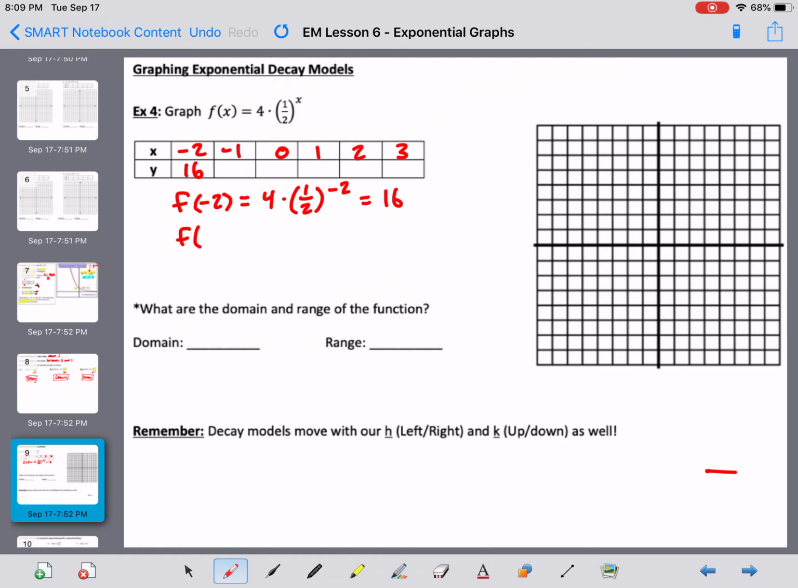Okay, and then we're going to plug in -1. So if we plug -1 into our function, we get 4 times 1/2 to the power of -1. That'll give us 8, which will fit on our graph. We can plug in 0. And if we do 4 times 1/2 to the power of 0, that's just 4 times 1, which is 4. And you can probably start to see a pattern here. We go 16 to 8 to 4. Our base is 1/2, so these are actually going to cut in half over time.